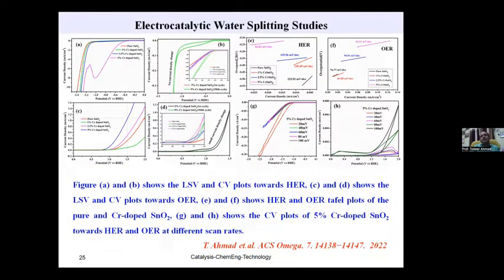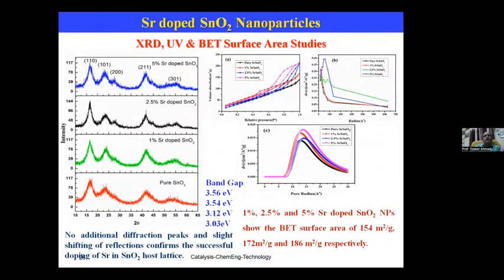And these are the electrocatalytic water splitting studies. Here we do the oxygen evolution and hydrogen evolution reactions with the help of CV, LSV, CA, and the Tafel slopes, and the low value of the Tafel slopes shows the significant hydrogen production in the electrocatalytic studies of chromium doped SnO2 nanoparticles.